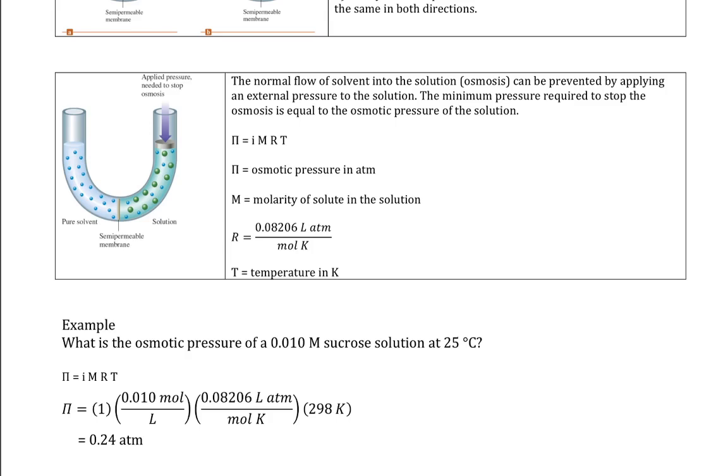The osmotic pressure equation is the pressure, which is given by the capital pi, Greek symbol pi. So the osmotic pressure in atmospheres is equal to I, that same Van't Hoff factor, times m, the molarity of the solute in the solution, times R, the ideal gas constant, where we're using the value 0.08206 liters atmospheres per mole Kelvin, times the temperature in Kelvin.